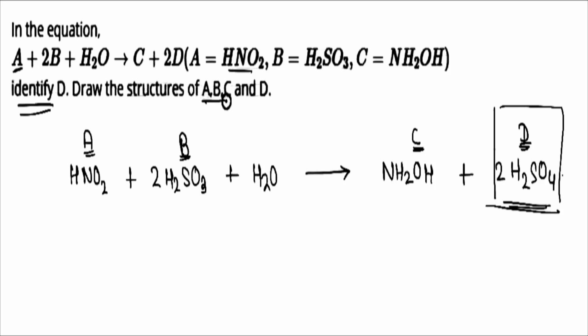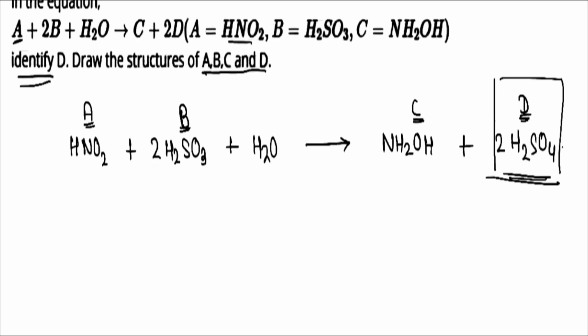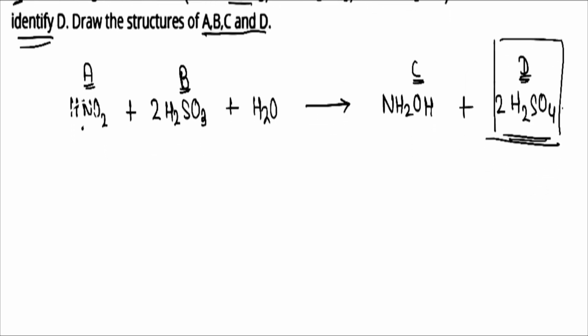Now we have to draw the structures of A, B, C and D. I'll scroll down a little and draw the structure here. First, the structure of A, HNO2. As you know, you have nitrogen, which forms a double bond with one oxygen and a single bond with the other oxygen, and a single bond with hydrogen, and nitrogen has one lone pair on itself. So your structure will look like this. This is the structure of HNO2.